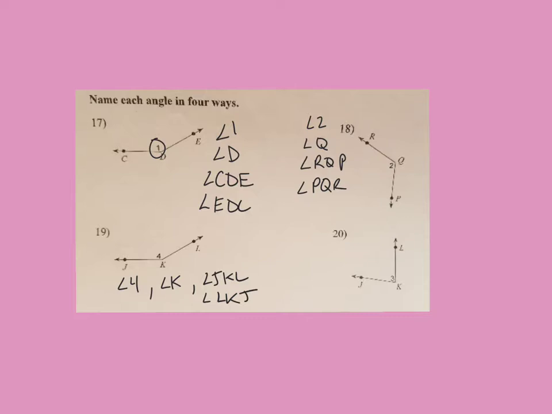So for angles, you can either have 1 point if it's just the sole angle, like we did here, here, and here. One uppercase point, that's the vertex. It only works if there's one angle on that vertex. You could also have a number if they're numbered. A lot of times you'll see numbered angles. And the other option is having 3 capital letters.